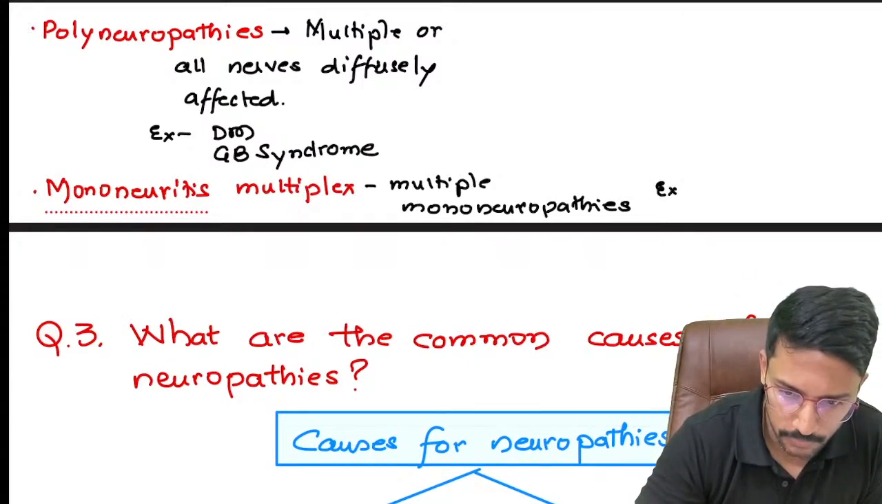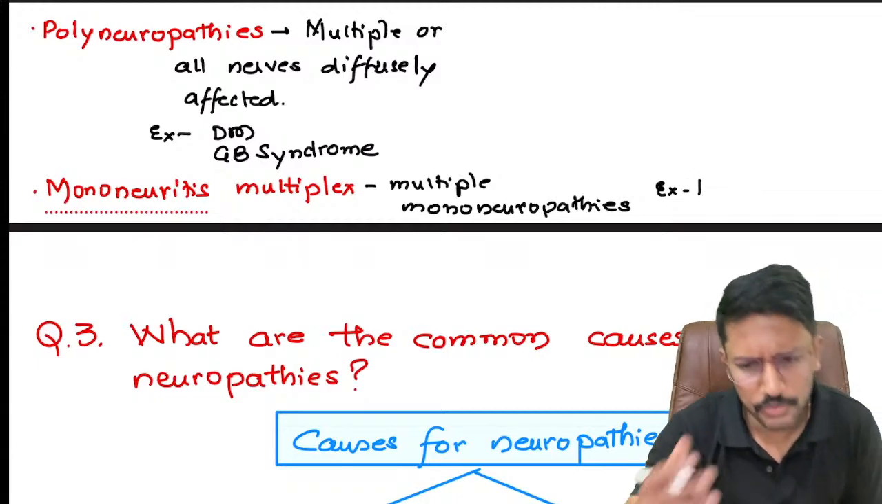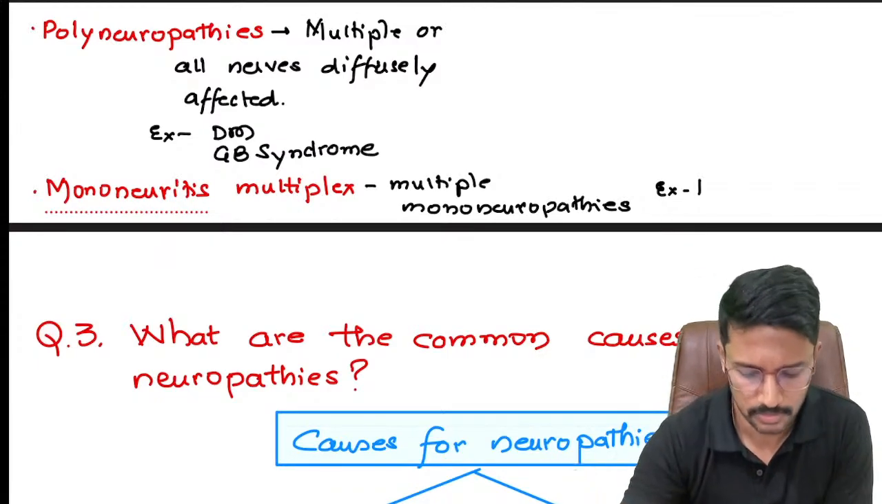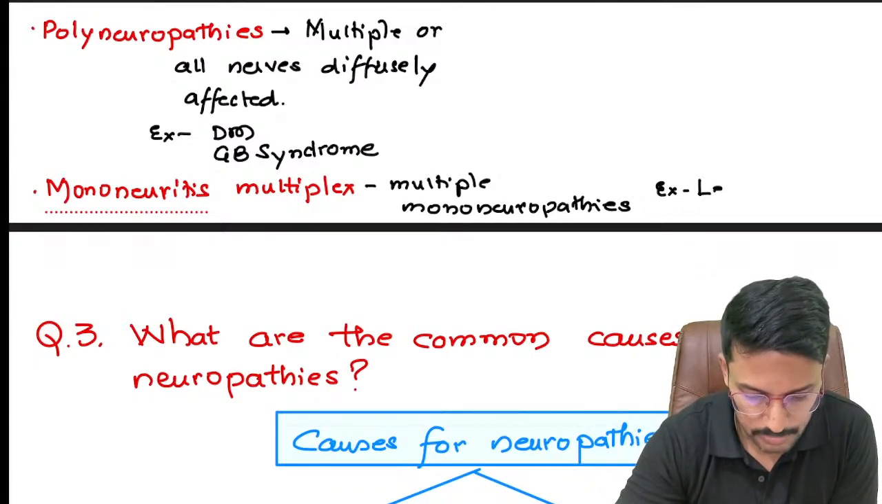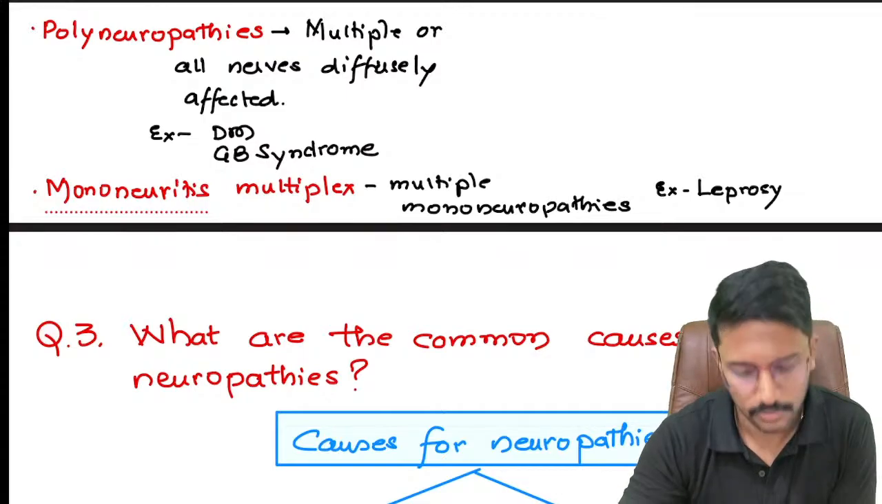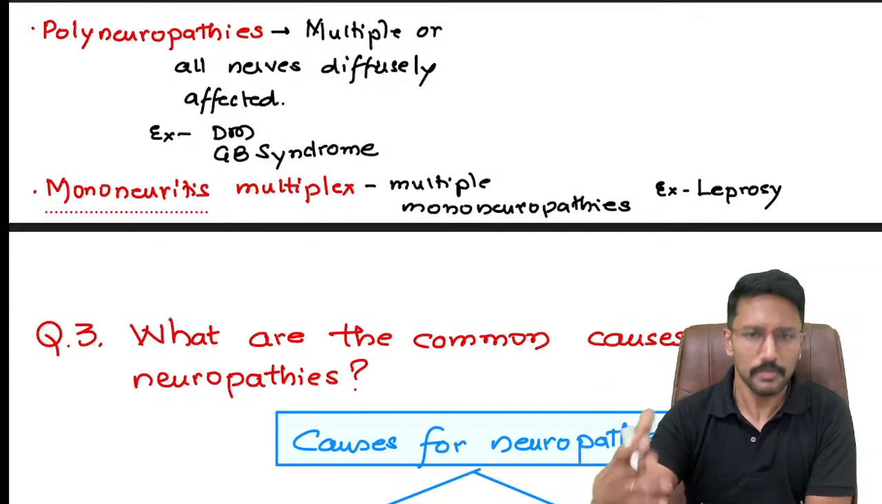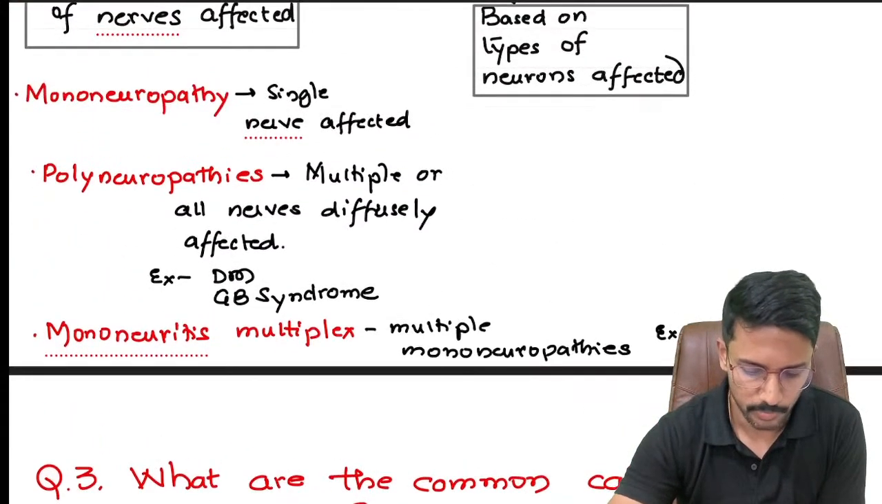number of nerves involved. Yes, in amyloidosis, you can get polyneuropathy as well as mononeuritis multiplex. But leprosy is a very classical example that I can quote. Rarely we get polyneuropathy. Most often we get mononeuritis multiplex.